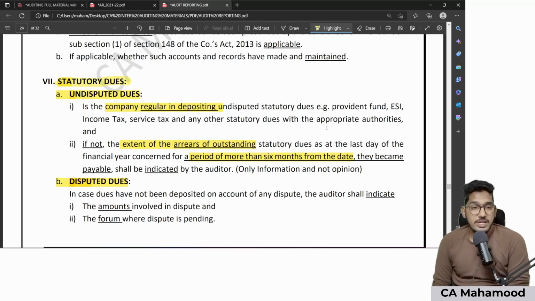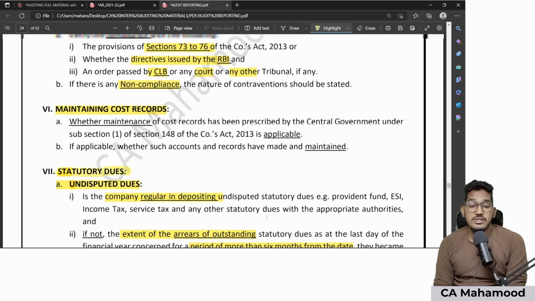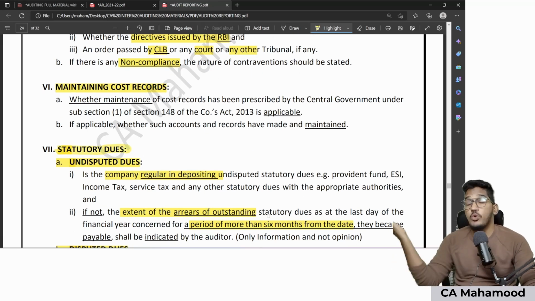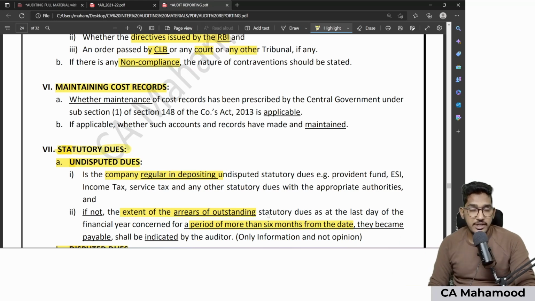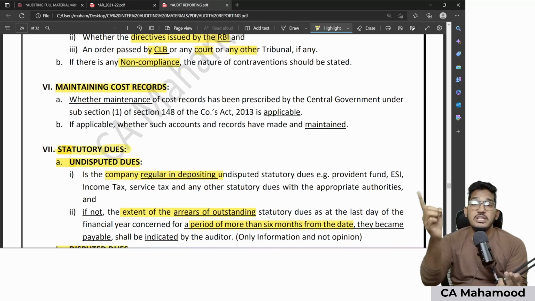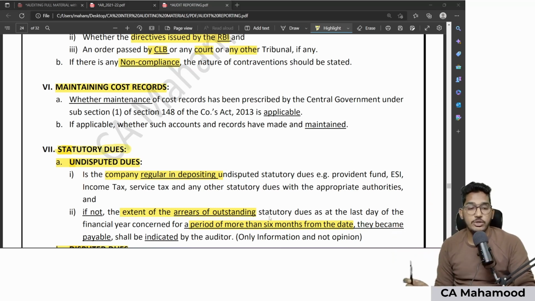So what they are trying to say here is, if there is any undisputed statutory due which is not paid to the regulatory authorities, and those statutory dues which are undisputed are outstanding for a period of more than 6 months as on the balance sheet date, only those amounts are required to be reported. Once again, I am repeating, not all the undisputed statutory dues outstanding shall be reported. Only those undisputed statutory dues which are outstanding for a period of more than 6 months as on the balance sheet date are required to be reported.